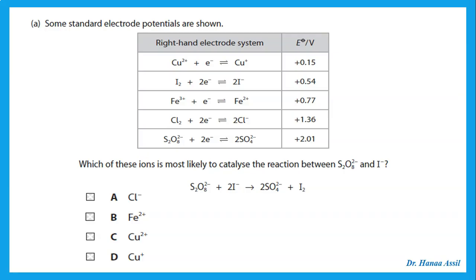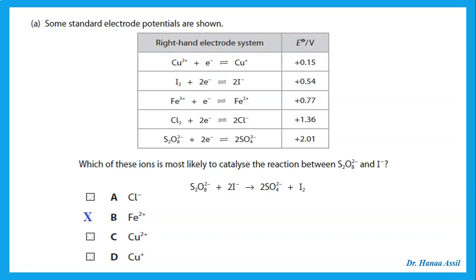Then this question says some standard electrode potentials are shown. Which of these ions is most likely to catalyze the reaction between S2O8 2 minus and the iodide ion? Remember that we want something that would react with them so that it catalyzes them and then it is regenerated. So we cannot use chloride. The chloride is negative and all of the reactants are negative. They will all repel each other. I can use the Fe2 plus, and this is actually what we use as a catalyst for this kind of reaction. This is a homogeneous catalyst in which the catalyst is in the same phase as the reactants.